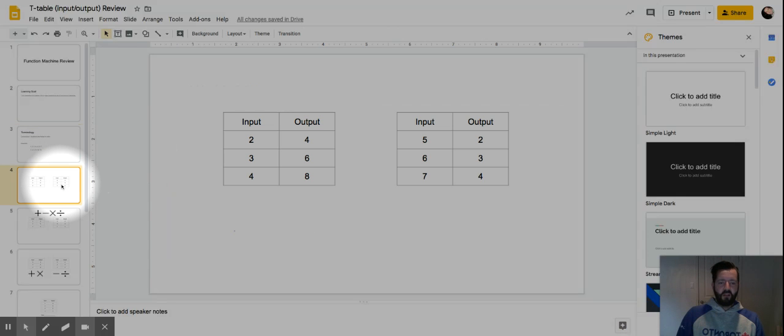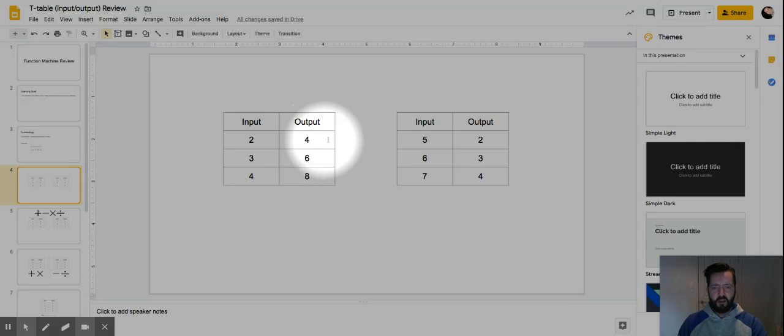Okay, well, I've got two examples of input-output machines here. On the left, we have one here where we put in a number 2 and it spits out a number 4. And in this one, you'll notice that the number gets bigger. But in this one over here, we put in a 5 and the machine spits out a 2. So this one's actually making the number smaller. So we're just going to talk a little bit about these two examples.